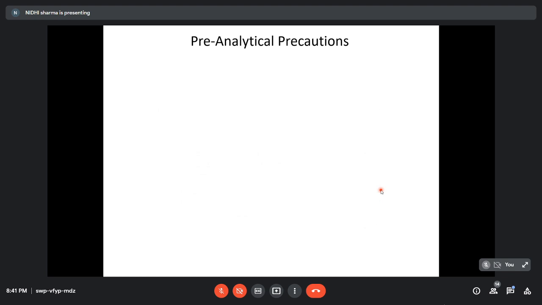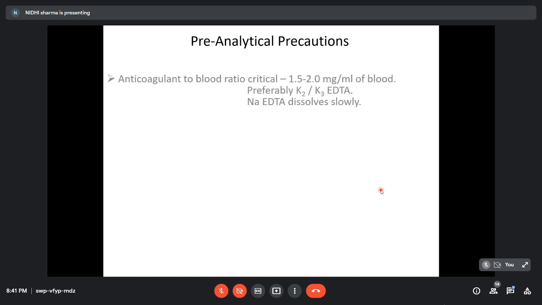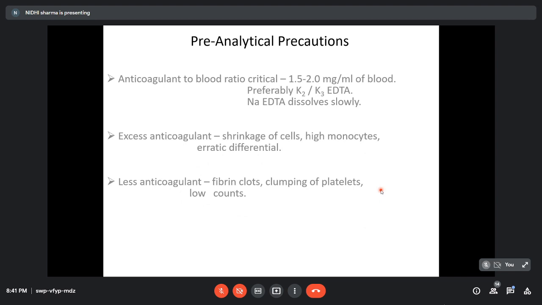You have to keep in mind that there are many pre-analytical conditions: the right amount of anticoagulant, the timing, whether there are fibrin clots, and the proper mixing that goes into making a correct histogram representative of the patient. Therefore, you need to keep a check on all those before you look at your histograms.